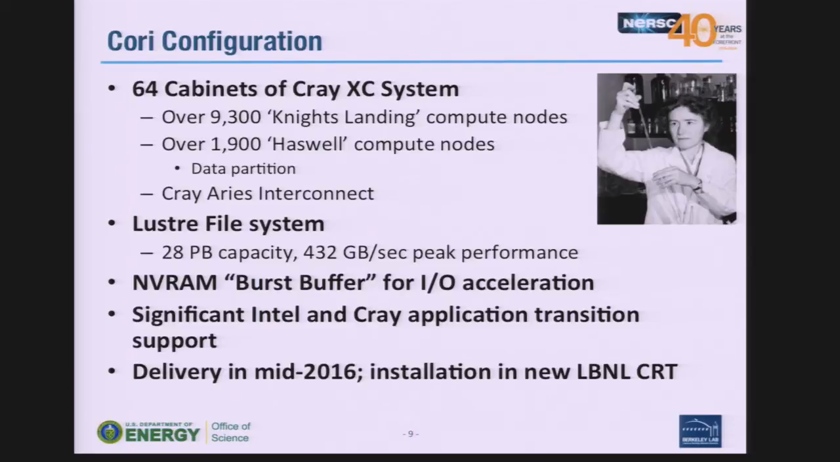In addition, and you'll see this coming out on I think a lot of supercomputers, is a layer of flash memory that will be used to accelerate I/O. So that's something new that will be coming with Cori. We've negotiated significant support from both Intel and Cray to help users transition these applications to the Knights Landing architecture, and we're looking for delivery in the middle of 2016.